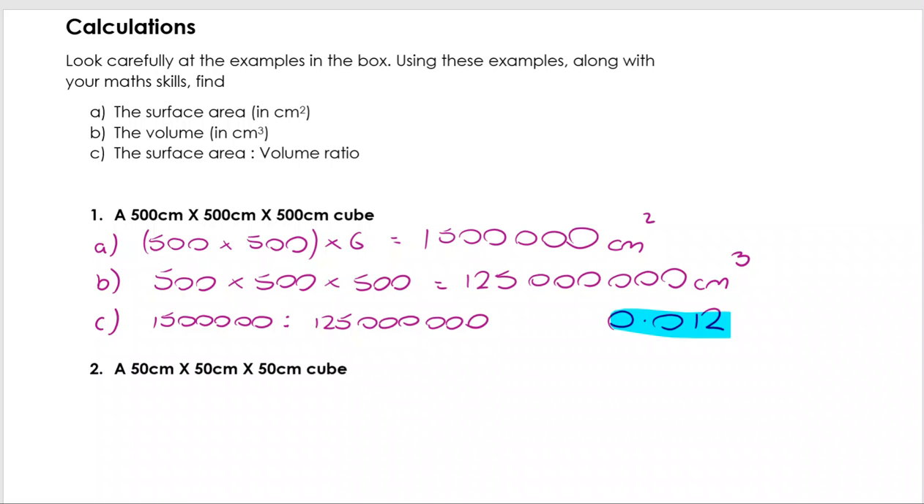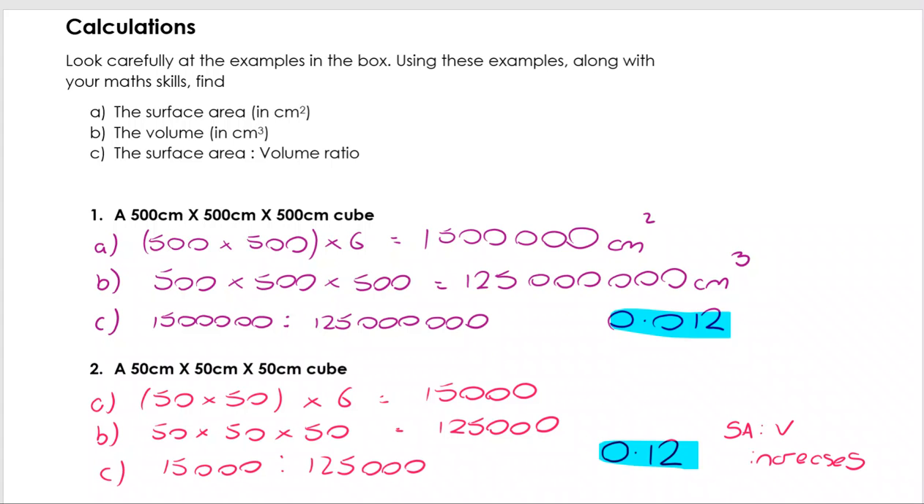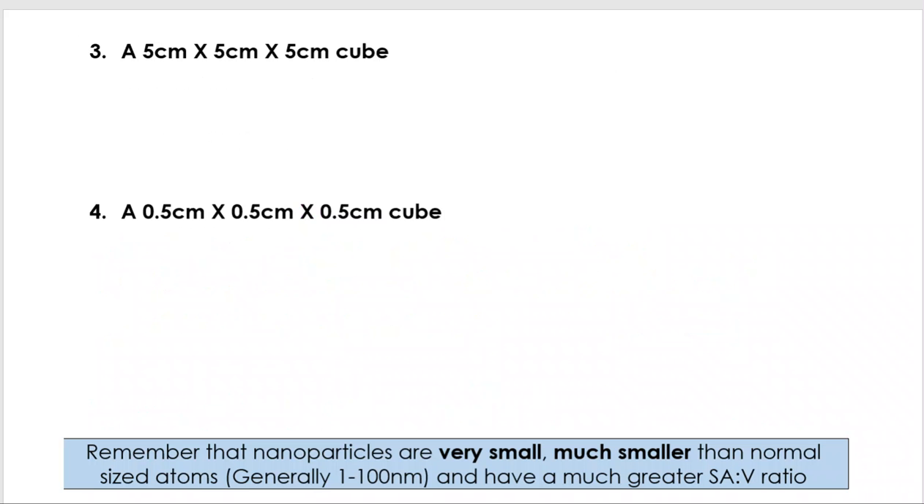If I do the same thing with a much smaller cube, 50 by 50 by 50, I get a surface area of 15,000 centimetres squared, and I get a volume of 125,000 centimetres cubed. So my surface area to volume ratio here is 15,000 to 125,000, which gives me 0.12. So as the cubes have got smaller, we're exposing more surface area, so the surface area to volume ratio increases.